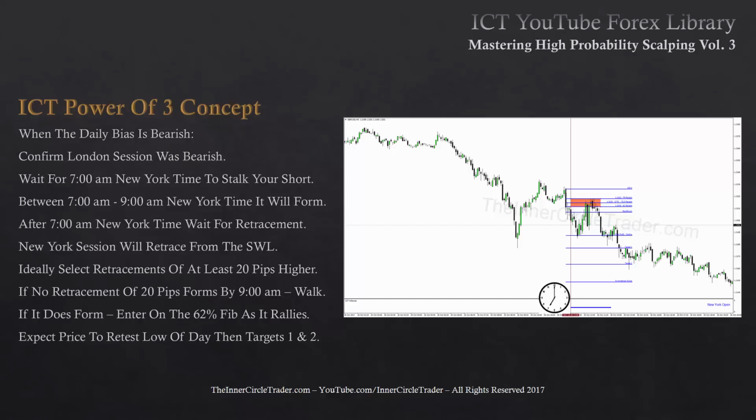Now, if you don't know what those levels are on your fib, and you're watching this video for the first time and have never seen any of my other work, if you go and look at my YouTube channel, Inner Circle Trader, it will show you an optimal trade entry primer, and I'll show you in that video how to set your Fibonacci up so you can see the levels I'm referring to.